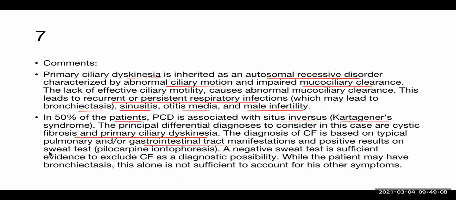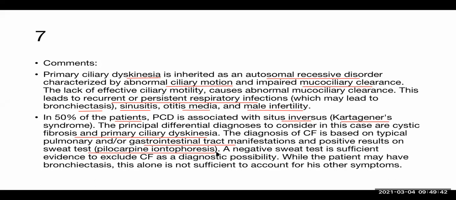We have to go for the sweat chloride test, and that is done by pilocarpine iontophoresis. Pilocarpine is a drug. We all know that. This is a parasympathomimetic drug, or you can call it a cholinergic drug. Iontophoresis means you are providing a small amount of electrical current on the skin. Along with that, that drug is inserted into the skin.